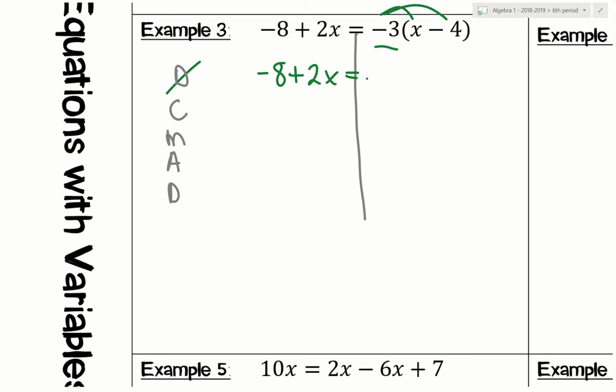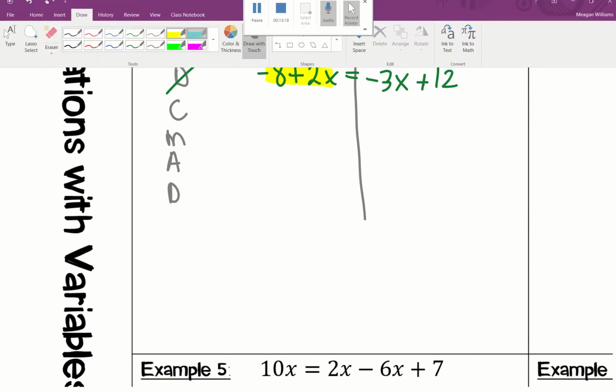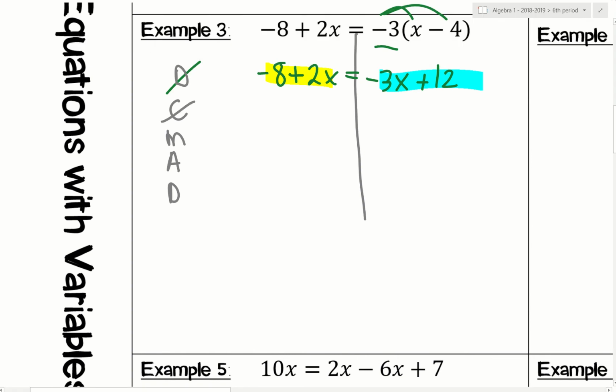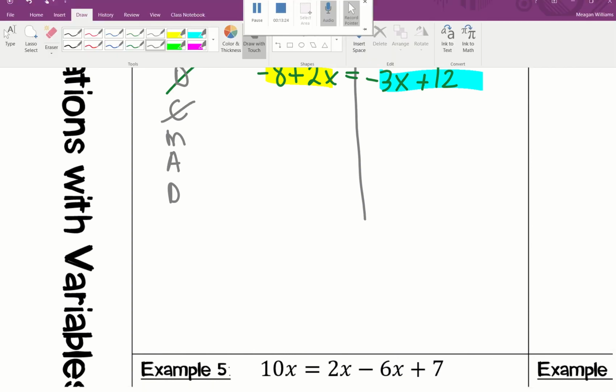Now, I didn't touch the left side, so I'm just going to bring everything straight down. And then negative 3 times x gives me negative 3x. What does negative 3 times negative 4 give me? Positive 12. Make sure you put a plus sign there to indicate it's positive. After I distribute, I look to combine like terms. There's nothing to combine on the left side, nothing to combine on the right side, so my combine like terms is good to go. Then what am I going to do?